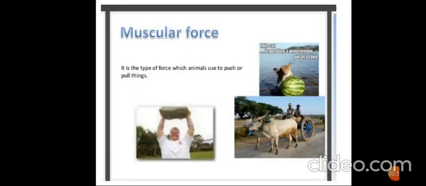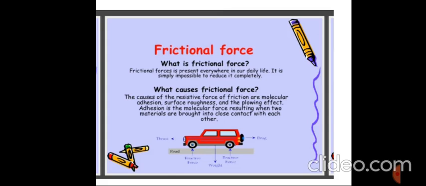Types of contact forces. Muscular force. The force produced by the action of muscles is a muscular force. For example, animals like horses, bulls, donkeys, camels, elephants are used for transportation and to carry loads from one place to another place.